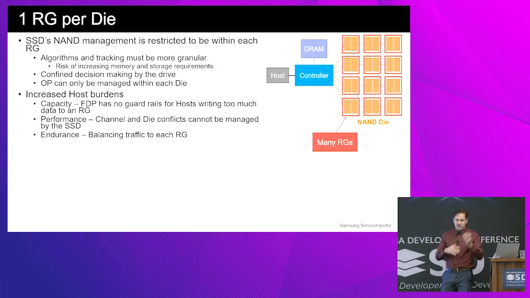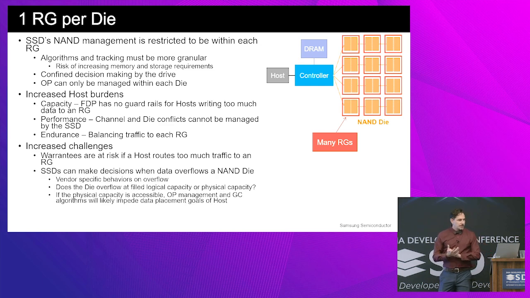And I gave an example already where the performance of these RGs can interfere with each other. If you happen to have some activity going on, we don't have an option of routing around. And same thing for the endurance. So there is increased challenges on what happens with the warranty. A little bit of a question. I think the general expectation within the ecosystem isn't really well established on what the warranty is when a host continues to be poorly behaved. And when a NAND die is overflowing with data, those would be vendor-specific decisions on what to do with the overflowing data.